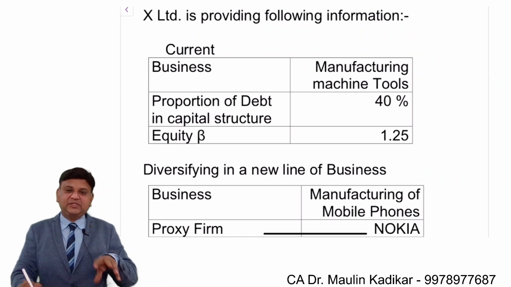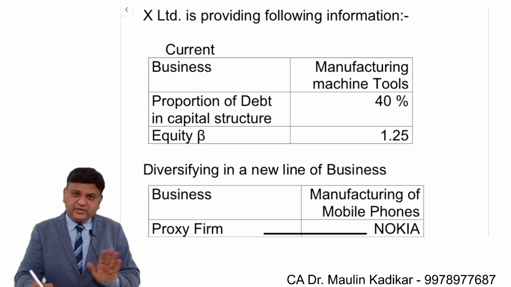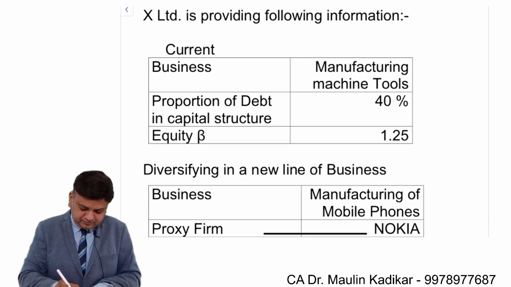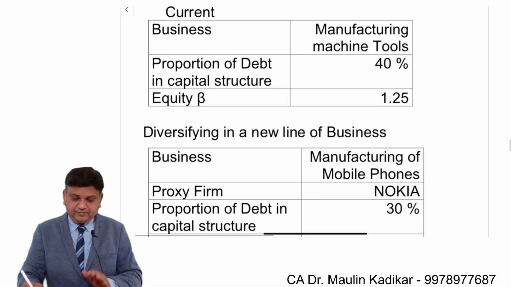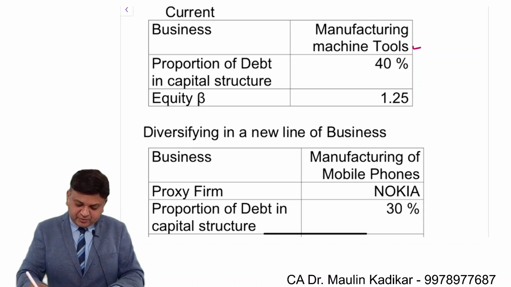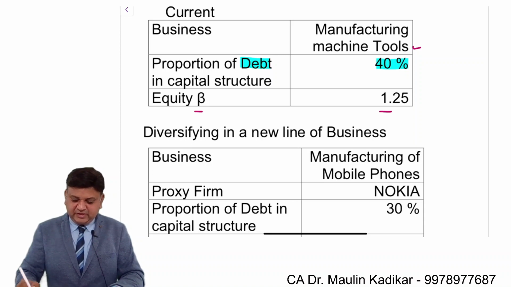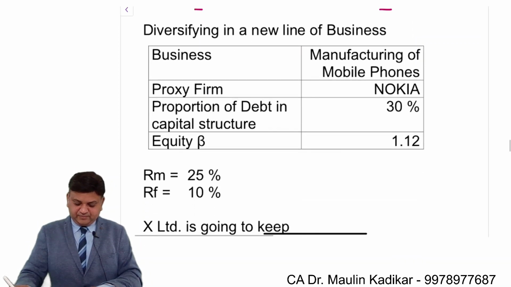I am taking the help of this question to explain this concept. Do not write anything, let me explain. X Limited is providing the following information. Currently it is in the business of manufacturing machine tools. The proportion of debt financing in the capital structure is 40%, and its equity beta is given to us as 1.25. So this is the current information provided to us.